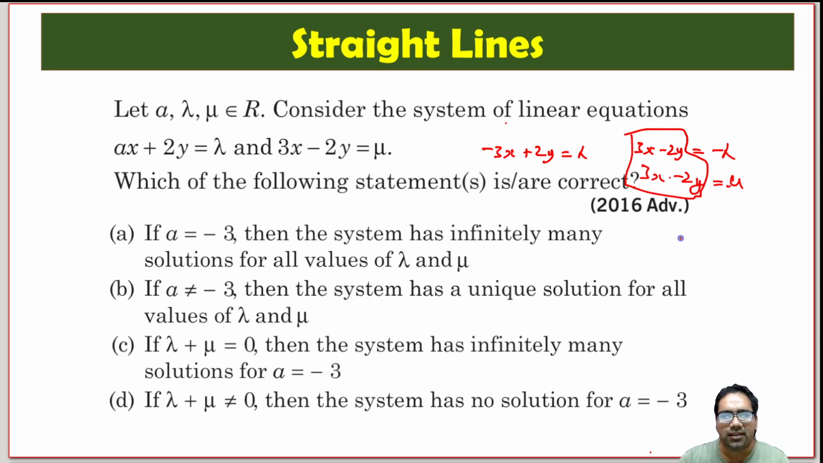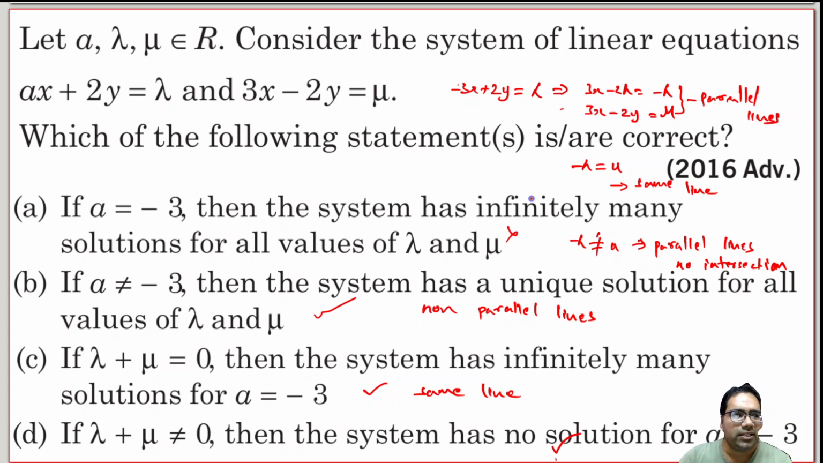Now, when there are two parallel lines, obviously they will not meet. So here they are saying, a equals −3, then the system has infinitely many solutions for all values of λ and μ. So for example, 3x − 2y is 4 and 3x − 2y is 7. These two are proper parallel lines, they will never meet. So obviously there is no question of even having a single solution when λ and μ are different. They will never intersect because both are parallel lines. So this is definitely wrong.